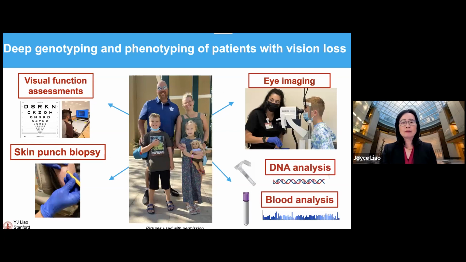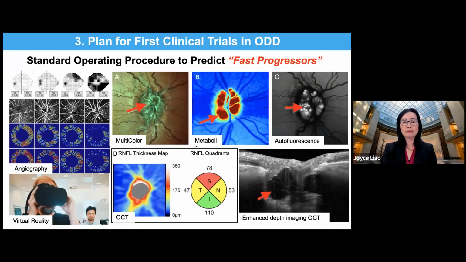So this is just an example of our pipeline. We have patients or even families with optic nerve diseases. We measure their vision, we image their eyes, but we also perform detailed analysis of their whole genome, their blood, and sometimes we take a little piece of the skin and grow them in a dish for several months. And that gives us very detailed insight into the proteins, the transcription of the DNA and the metabolic status of the cells.